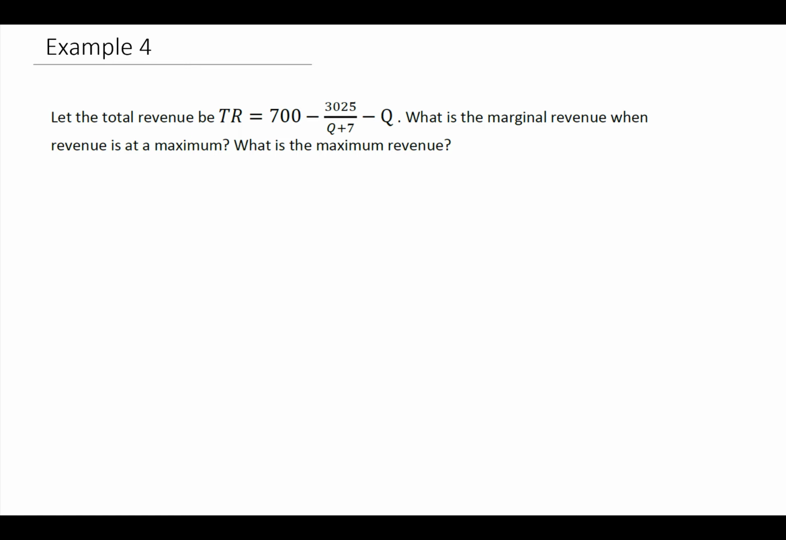Example 4: let the total revenue TR equal 700 minus 3025 over (Q plus 7) minus Q. What is the marginal revenue when revenue is at a maximum? What is the maximum revenue? So we're given our total revenue function, and the first thing we're being asked is what is the marginal revenue when revenue is at a maximum?